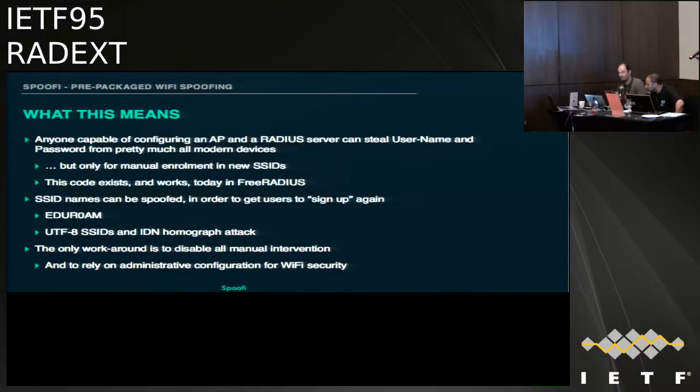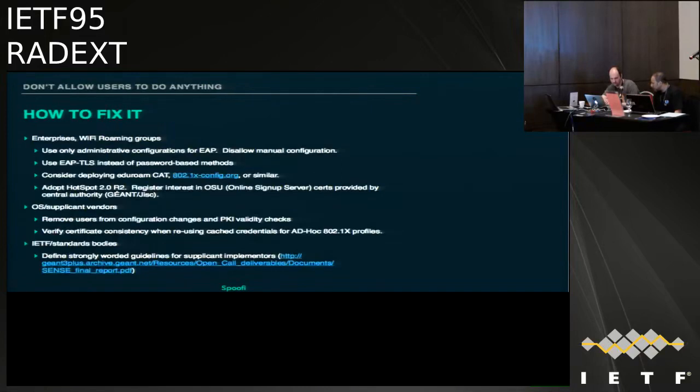So how to fix it? Enterprises require administrative configuration and disallow manual configuration. Adopt standards. Supplicant vendors should remove the users from the configuration. You don't involve them in the HTTPS-style system to say, hey, this is unknown. That's all got to be removed. It all has to be administrative configuration. And for the IETF and everyone else to find strong advantages, and probably also what enterprises are going to want to do.